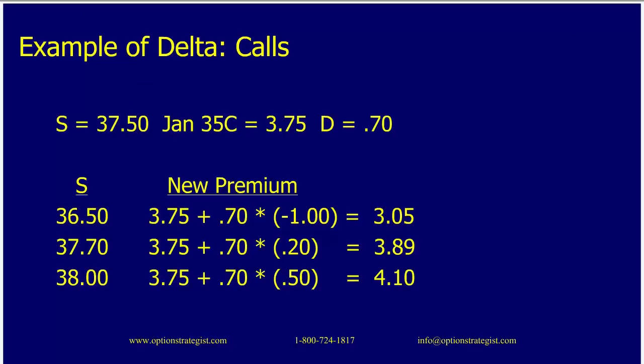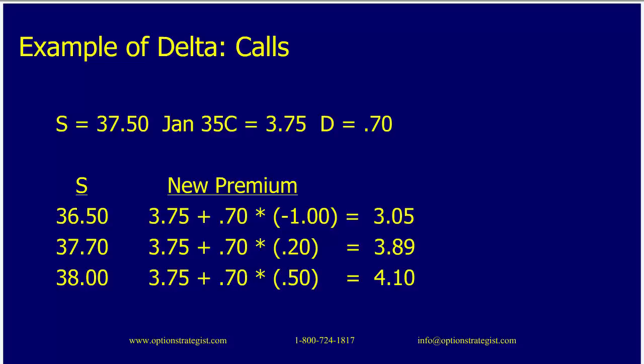So here's some examples of delta for calls, just so you get a sense of how to apply the formula. So if we have a stock at 37.50 and the Jan 35 call, let's say, is $3.75 with the delta of 70, well, here's the calculation of the new premium as the stock price changes. So if the stock went down $1 to 36.50, we take the 3.75, the old premium, plus 0.70, the delta, times the amount of movement. So 0.7 times minus 1 is minus 70 cents, giving us a premium of 3.05.